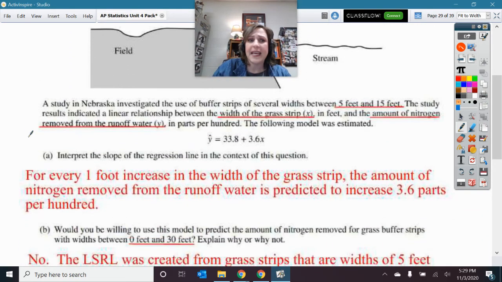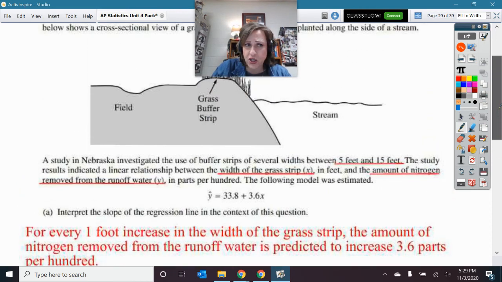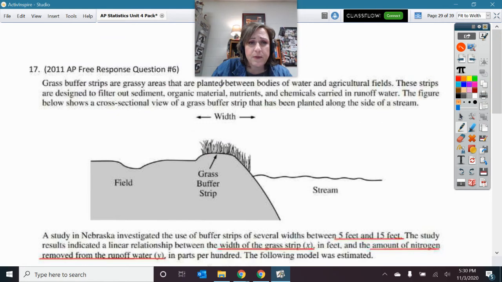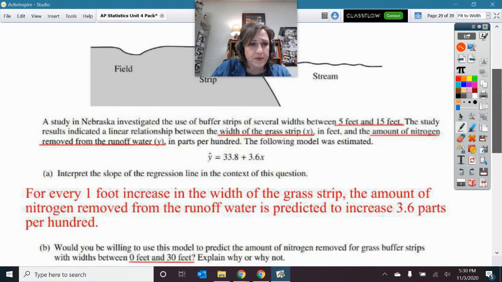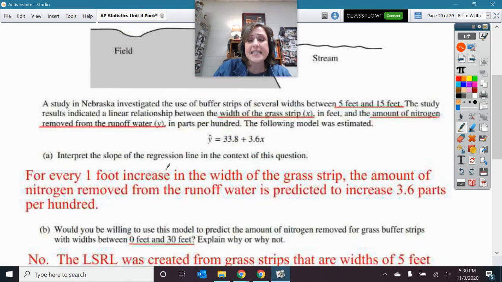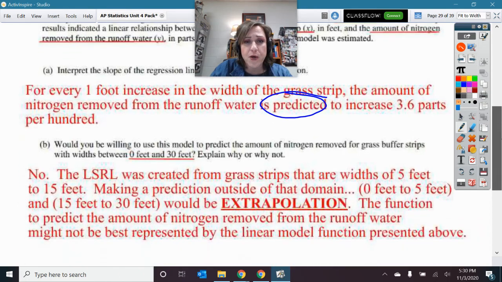All right, here's a great AP question, 2011. Here we have this. Interpret the slope. That was this problem's first question, number 6, so it's the first part of problem 6. For every 1 foot increase in the width of the grass strip, the amount of nitrogen removed from runoff is predicted to increase 3.6 parts. You either have the word predicted or you say it increases about 3.6 parts. Predicted or about, but don't say both.